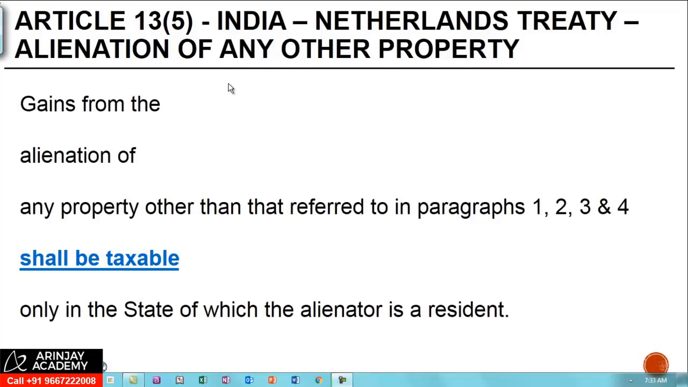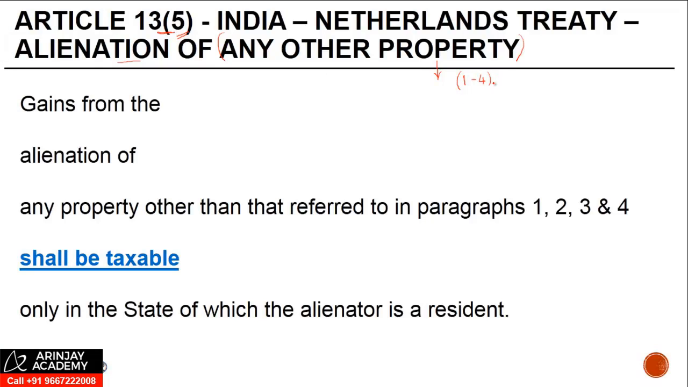Article 13.5 of the India-Netherlands Treaty. What this article deals with is alienation of any other property. So first, we need to find out what is the meaning of property. Property here refers to anything, any capital asset which has been considered for taxation in paragraph 1 to 4. Since we are looking at paragraph 5 here, I said 1 to 4.